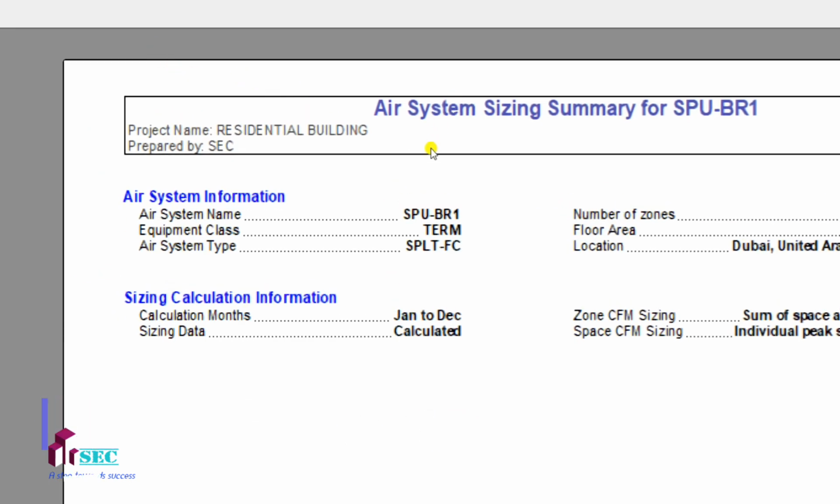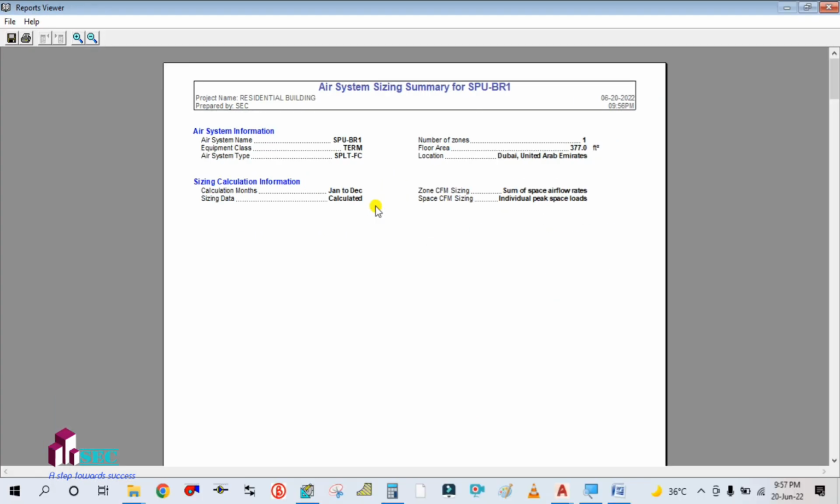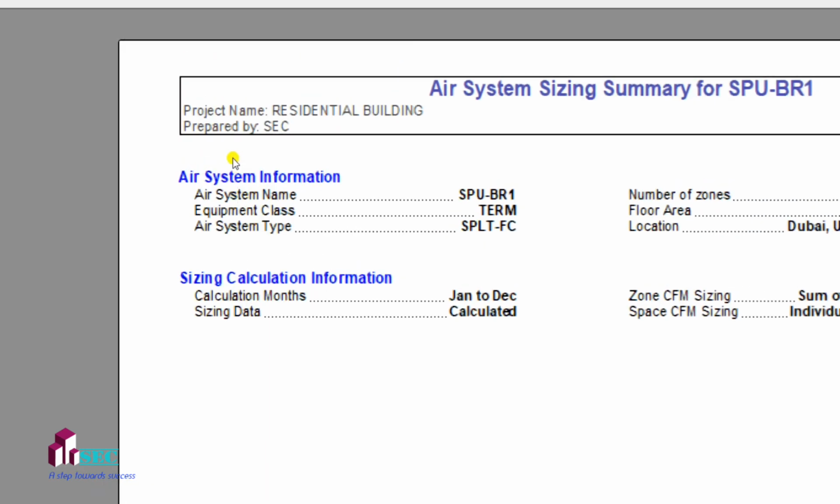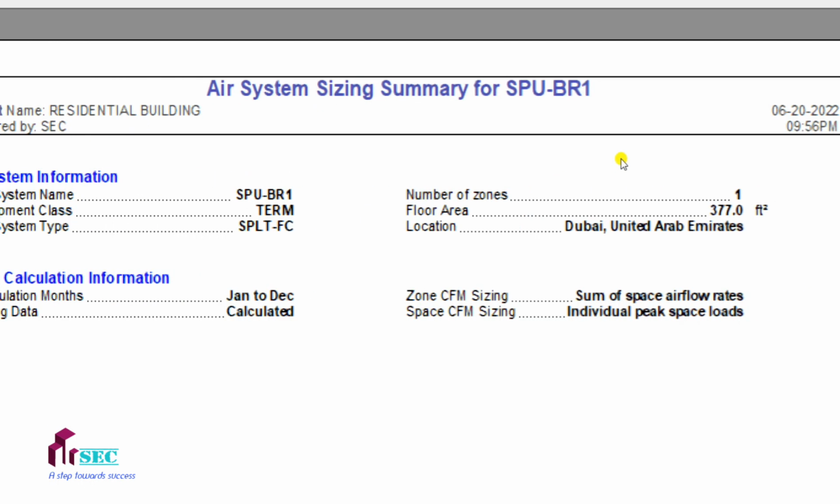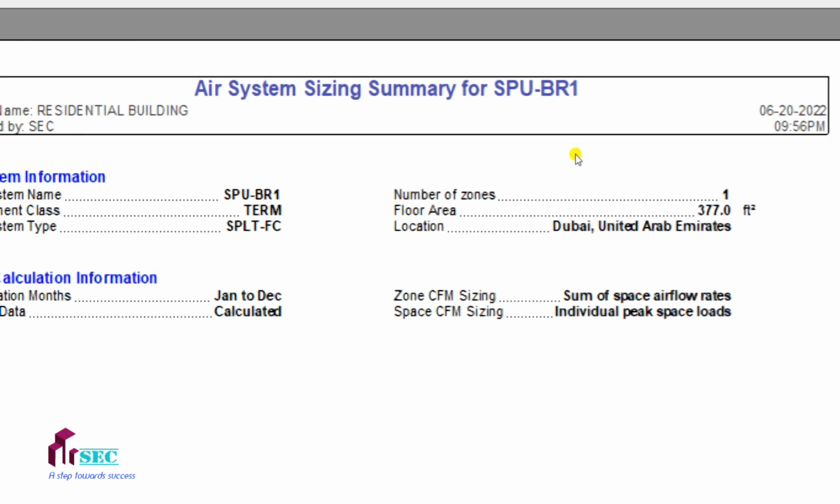So you can see here this is your report generated by HAP. The first report is the air system sizing summary. So this is how to review this report. You can see here this is the air system name, as you put it, split bedroom 1. Then the system type is a split fan coil, then the equipment type is terminal. The calculation is for the months of January to December, the number of zones is 1, the floor area is given, and then the location has been given.